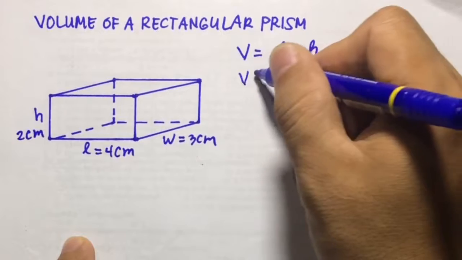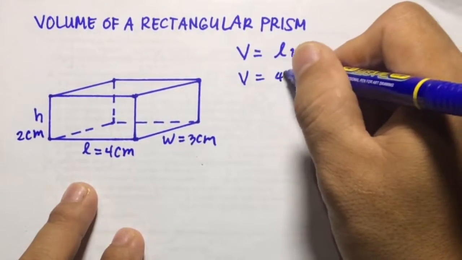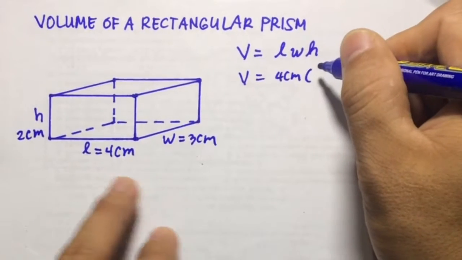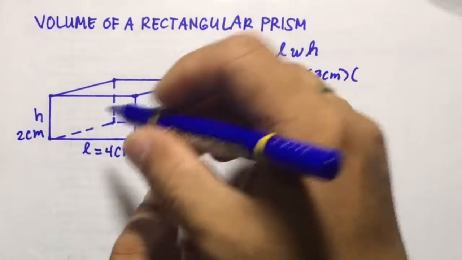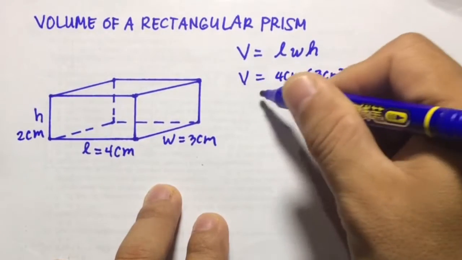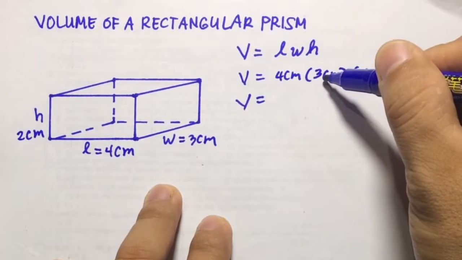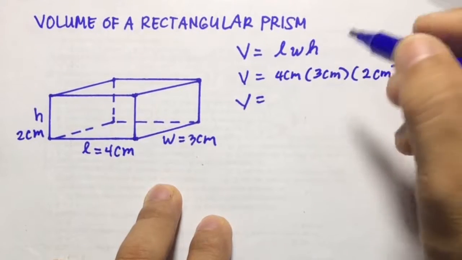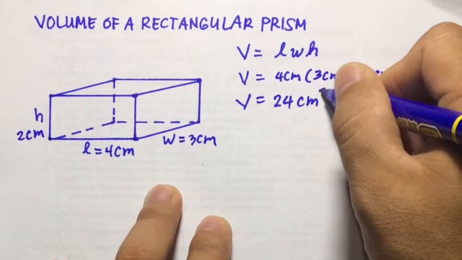The volume will be equal to the length, which is 4 cm, times the width, which is 3 cm, times the height, which is 2 cm. So volume here will be equal to 4 times 3, that will be 12, times 2, that will be 24 cm cubed.